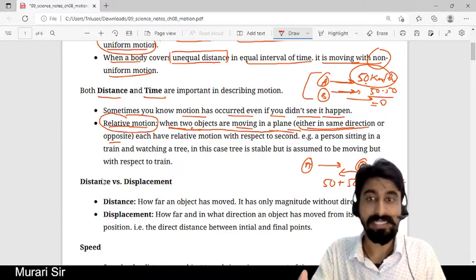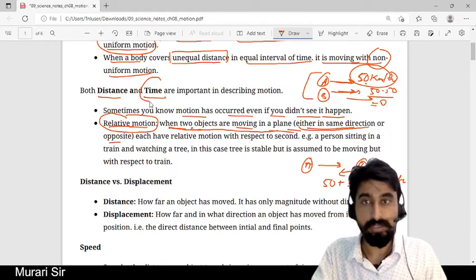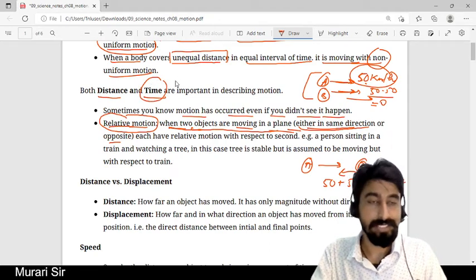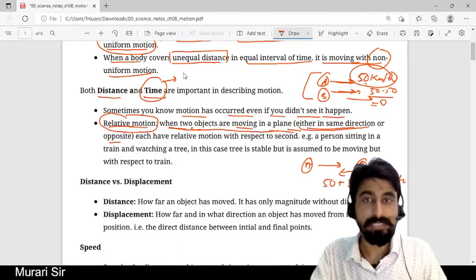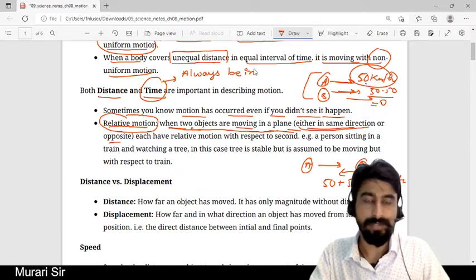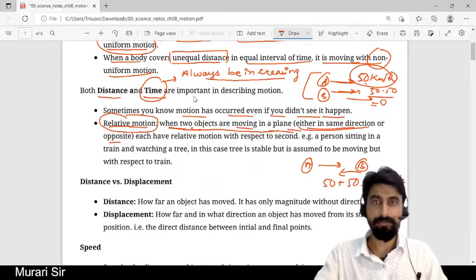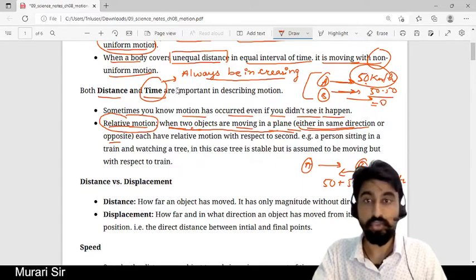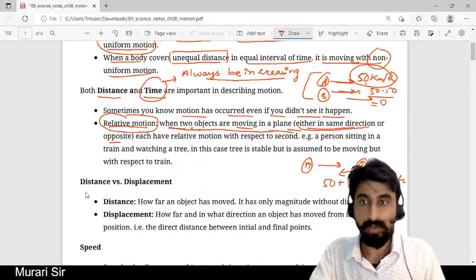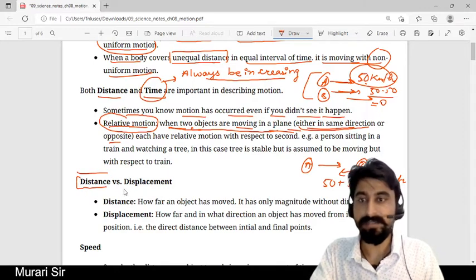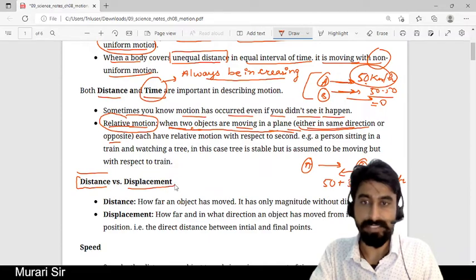We will have to understand this, and obviously when there is a motion, time will always be changing, or you can say it will always be increasing. Time will always be increasing. Time can never be negative. Okay. And if there is motion, it can never be zero also. All right. So next we have to understand these two words, that are distance and displacement.